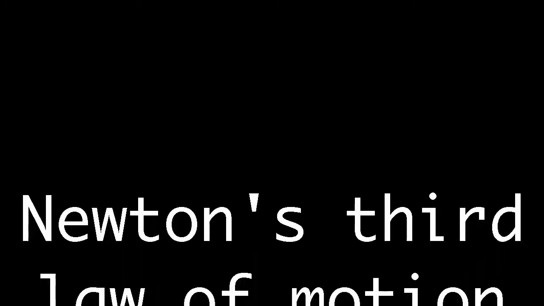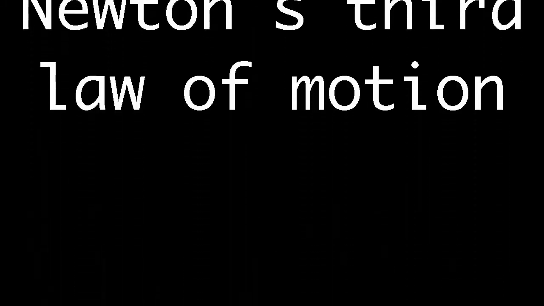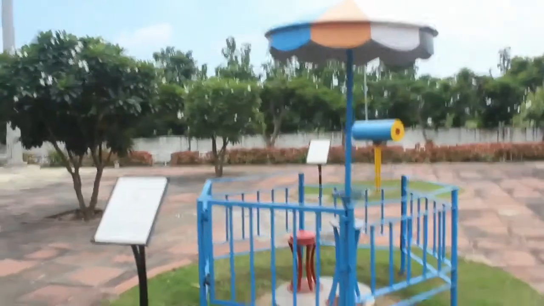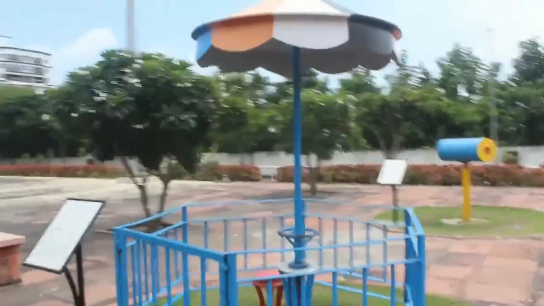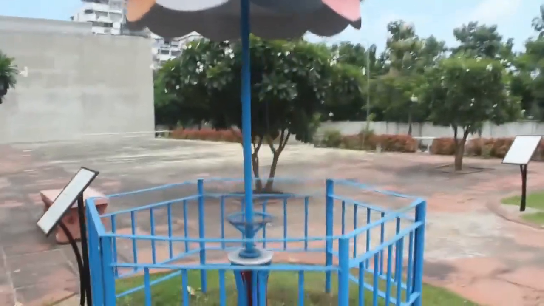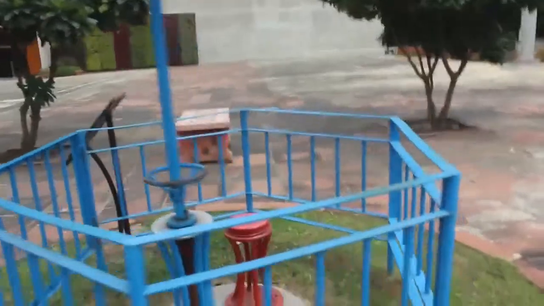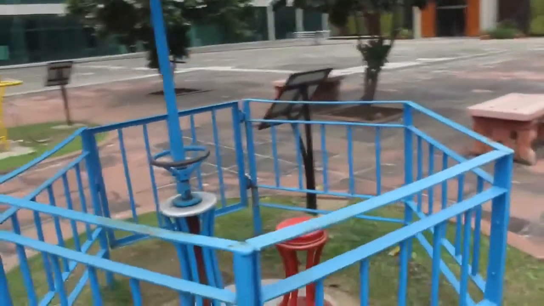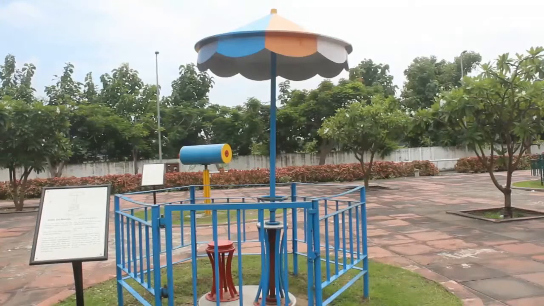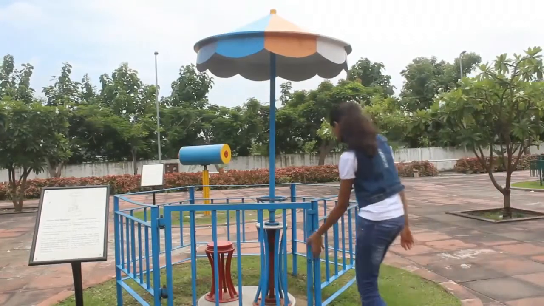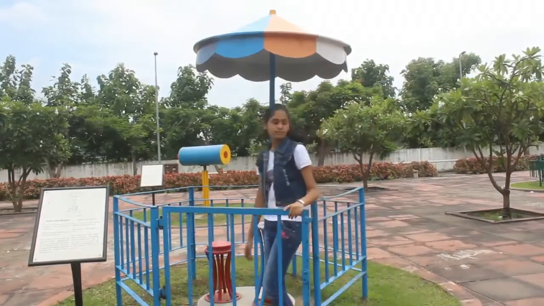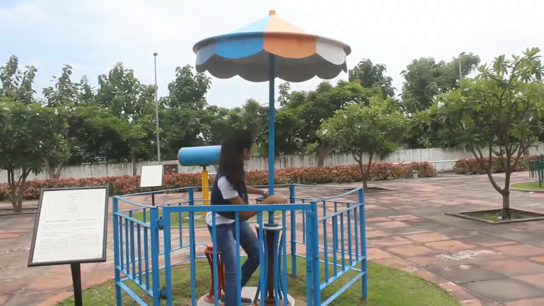The screen shows the title, Newton's Third Law of Motion. The screen shows a turntable that is pivoted to the ground and can rotate on its own axis. There is an umbrella pivoted on the turntable, which can also rotate on its own axis. A girl sits on the turntable and starts rotating the umbrella.